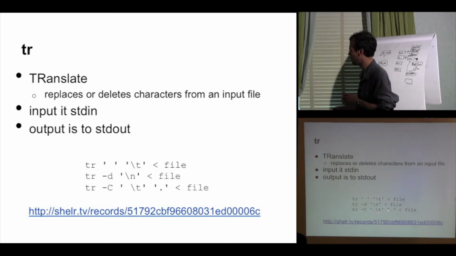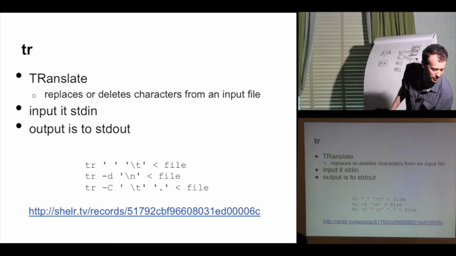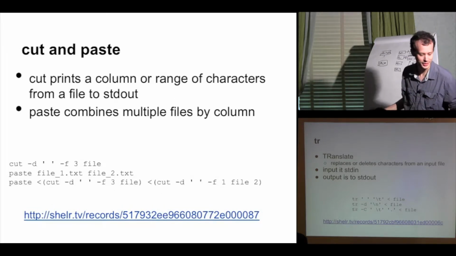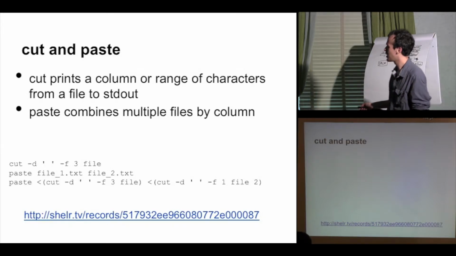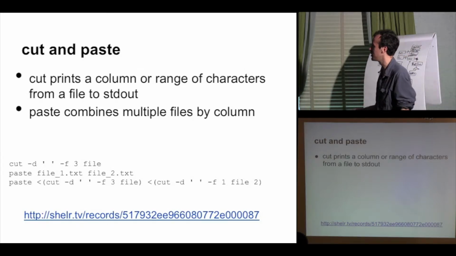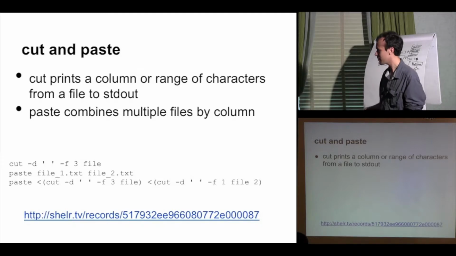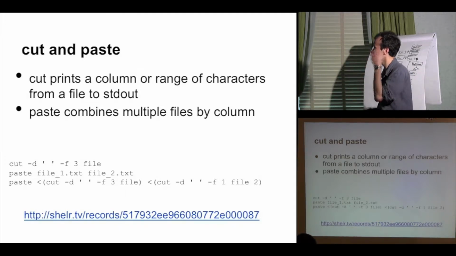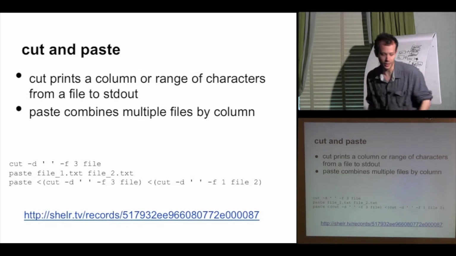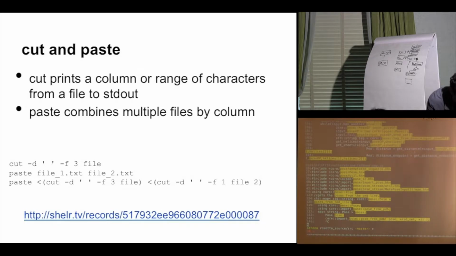This is straightforward enough that, well, I have a little screencast, I'll just leave it as a reference. But yeah, that's what translate does. Then there's cut and paste. Cut and paste are really, really useful. What cut does is it prints a column, if you have a column or some range of characters from a file, and it just prints that to standard output. And paste then takes multiple files and combines them by column. And this is better shown than told.